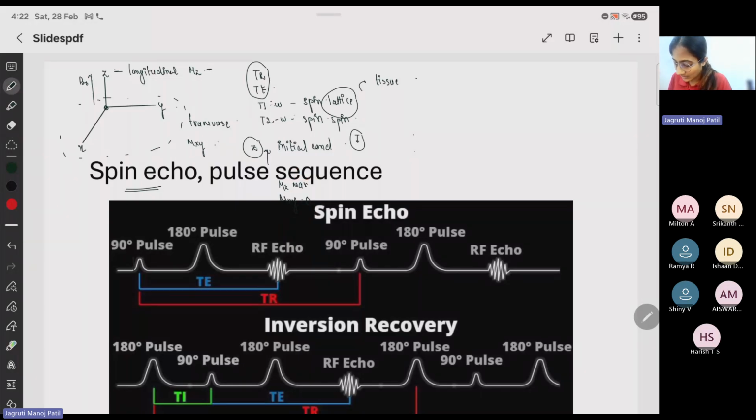Then you apply a 90-degree pulse here. When you apply this 90-degree pulse, your magnetism, everything which was here, now gets shifted to this plane. Now you have your protons aligned in this XY axis. It won't be a sudden change, but what you see eventually is that your Mz becomes 0 and your Mxy becomes maximum.